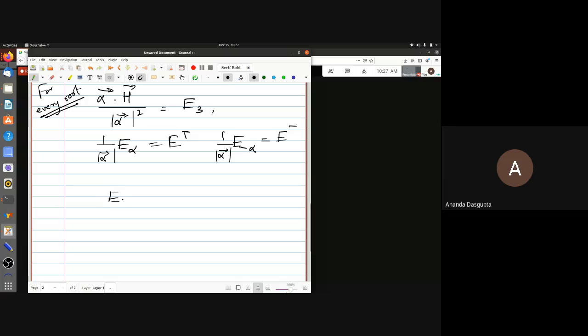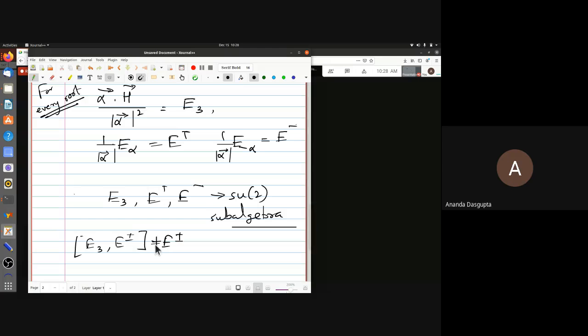We have 3 operators for every root pair alpha, minus alpha: E3, E plus, and E minus, which form an SU2 subalgebra of the entire Lie algebra. So every root pair gives rise to an SU2 subalgebra. And the commutation relations can be figured out very easily. They work out to be plus minus E plus minus, and E plus commutator with E minus works out to be E3.